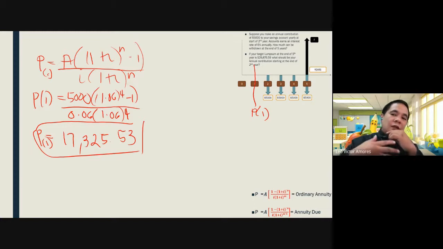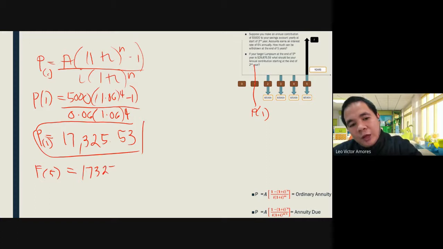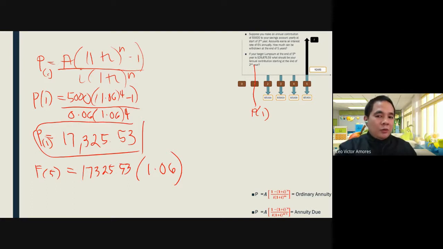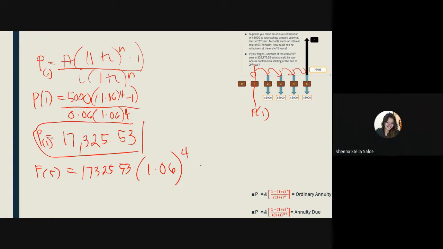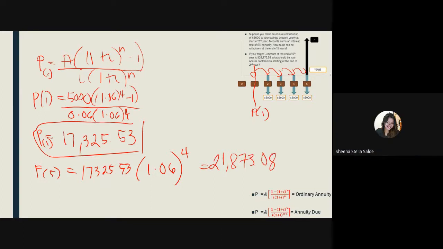The value of it at the end of 5 years. So the future value at F5, the future value of the 5th year, from 17,325.53 times 1.06 to the exponent of how many compounding periods? Five, starting at year 1, since P1 is at year 1, so 1, 2, 3, 4. The answer is 21,873.08. So what does that mean? It's the same answer as before.